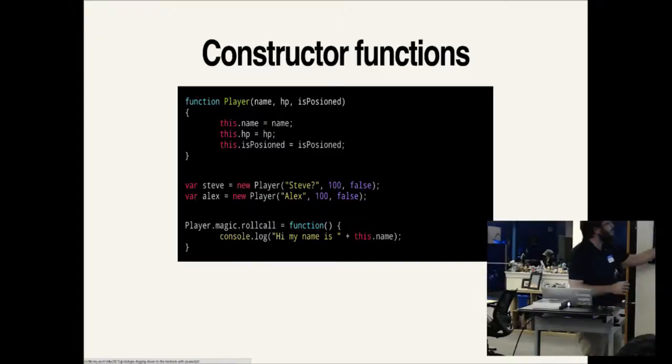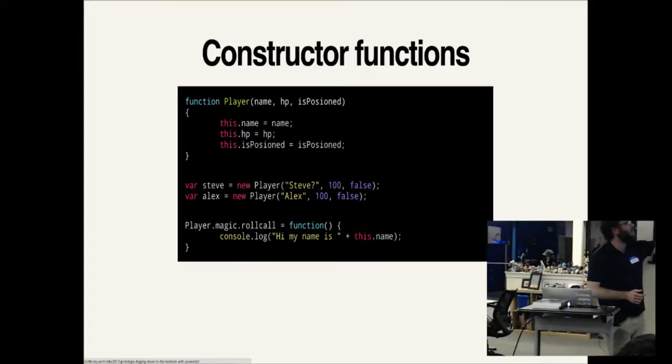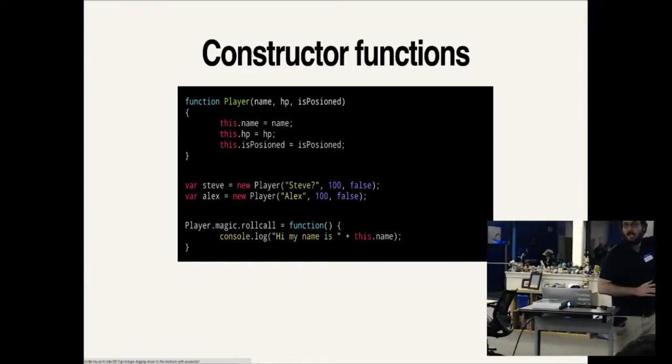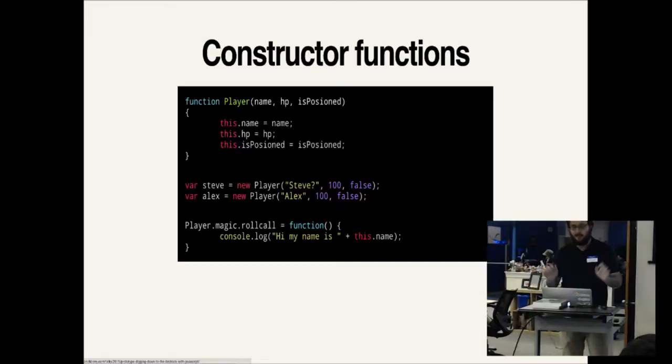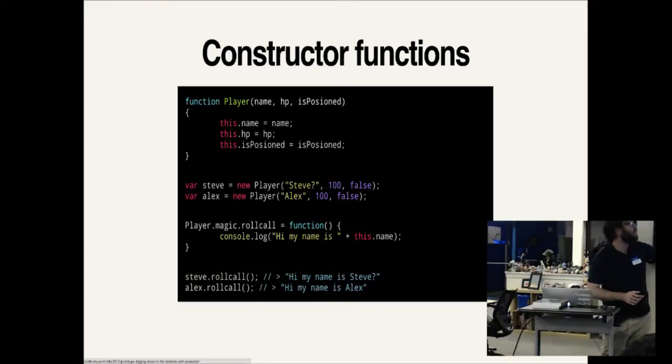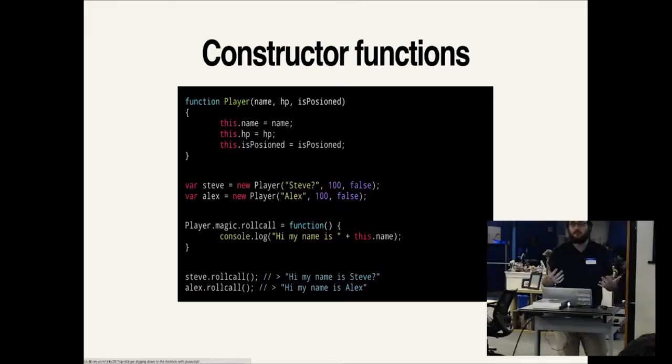And then I have this interesting line here, Player.magic.rollCall equals function. So what I'm doing is adding this rollCall method onto Player.magic. Those of you who are familiar with JavaScript might find this weird, and I will explain it in a second. But just go with me on this. So then we call Steve.rollCall and Alex.rollCall, and it works. It's like we gave this class a function that all their instances are able to use.